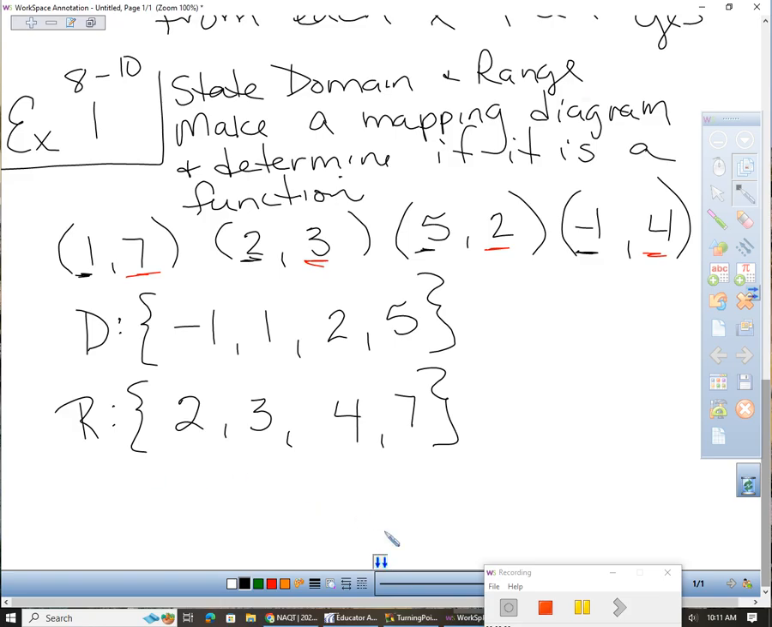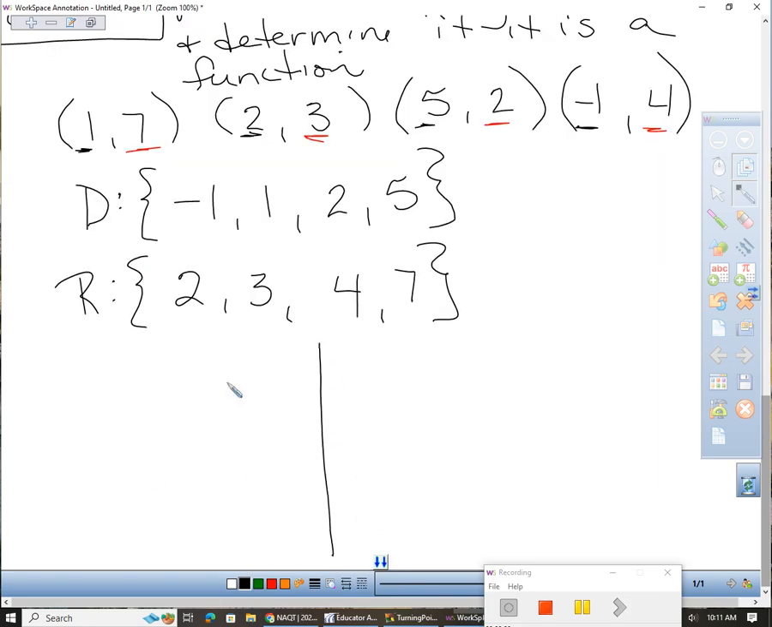Now we're going to make a mapping diagram. So we're going to draw a column. Our x values of our domain are going to go on this side: -1, 1, 2, 5. Our range goes on this side in numerical order: 2, 3, 4, and 7.